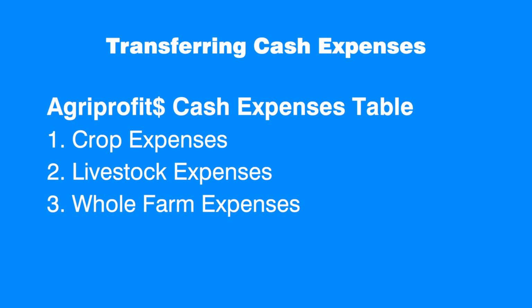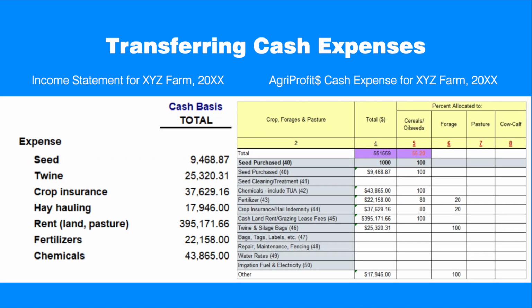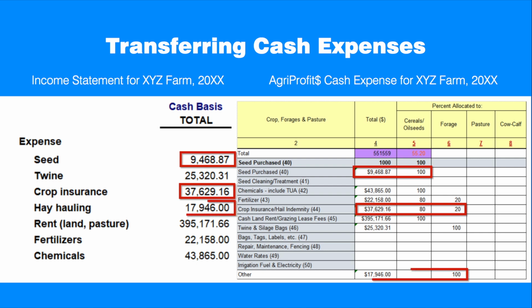AgriProfits cash expense data is divided into 3 sections: crop, livestock, and whole farm expenses. Just like with the revenue data, the producer needs to identify and transfer the expenses related to the AgriProfits enterprise, such as cereals, oilseeds, forages, pasture, and livestock enterprises: cow-calf, backgrounder dry lot, and backgrounder grasser.